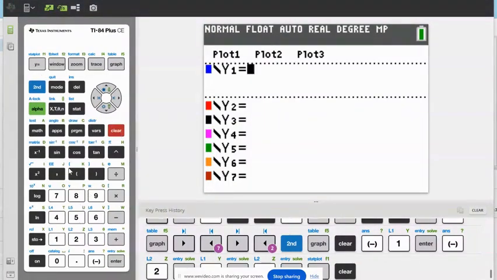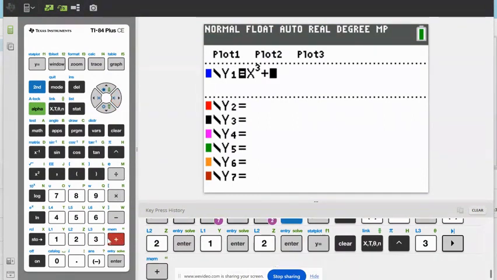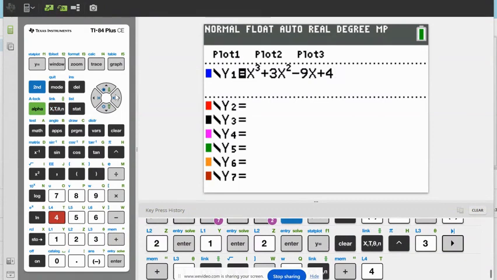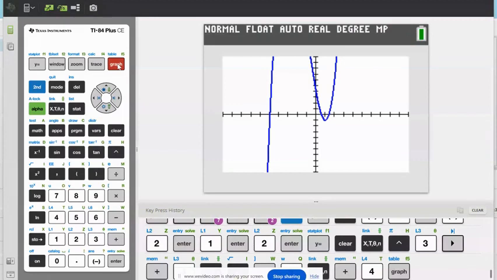Okay, so we're going to enter this in. X raised to the third power, come out of your exponent, plus 3x squared minus 9x plus 4. Graph. Okay, so I only care about the 0 that's between 0 and 1. Do we see that there's one root between 0 and 1? That's the only one I care about.